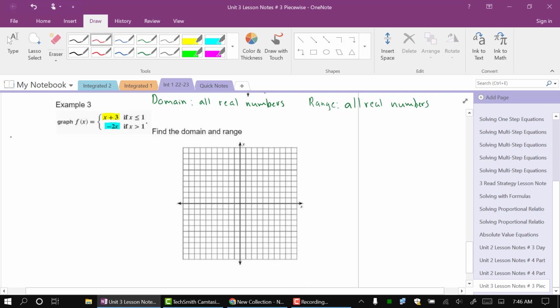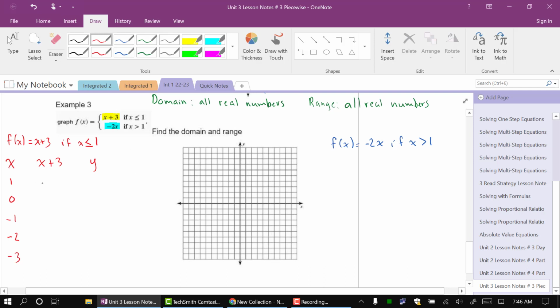So I'm going to say f of x equals x plus 3 if x is less than or equal to 1. And then my other one is f of x equals negative 2x if x is greater than 1. So let's list off our x's, what we're plugging it into, which is x plus 3, and then the y values that come out of that. So we have 1, 0, negative 1, negative 2, negative 3.